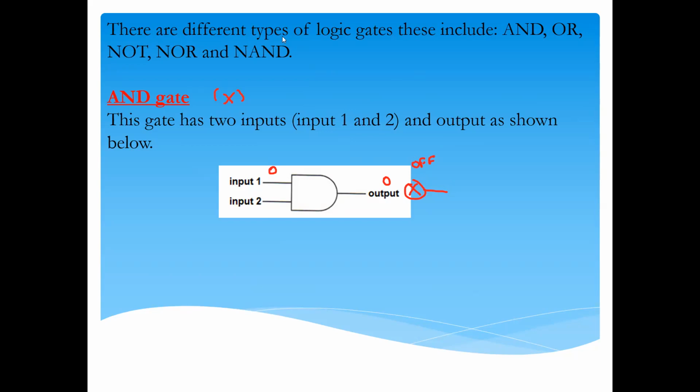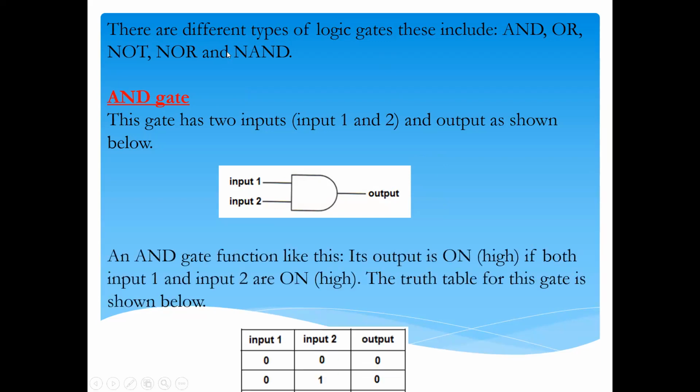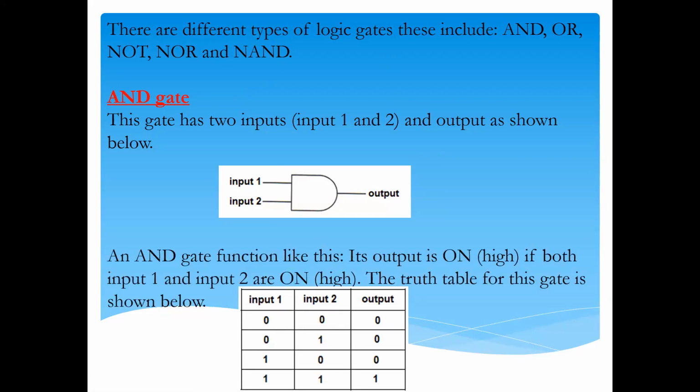But if one of the inputs is 0 and the other is 1, then 0 multiplied by 1, again the output is 0, which means the lamp or the device will remain off. If both of the inputs are 1, then 1 multiplied by 1 is equal to 1, and 1 means there will be output voltage, or there will be current, and the device will be on. So the result of the AND gate is obtained by multiplying the two inputs. The multiplication of the two inputs gives us the final output.